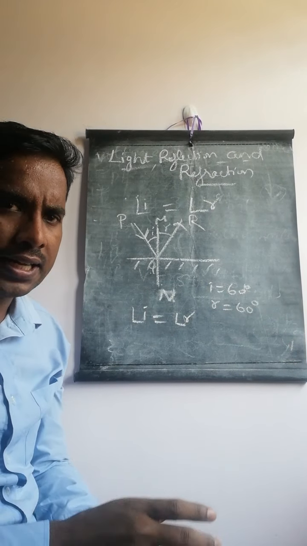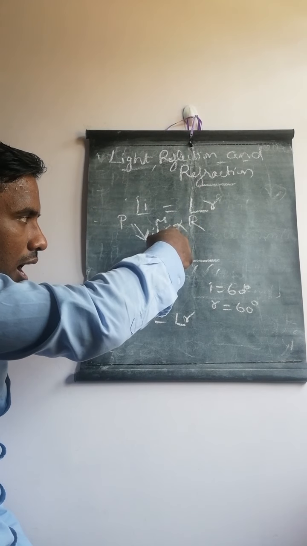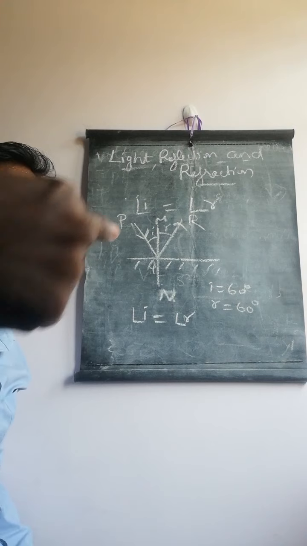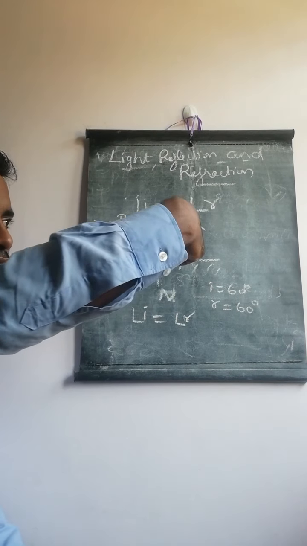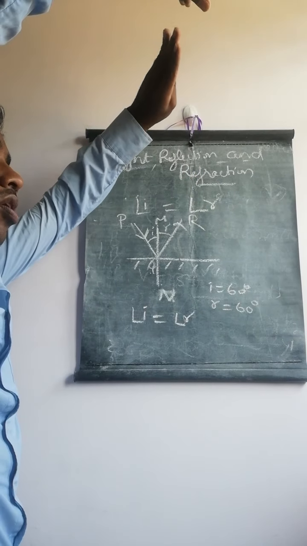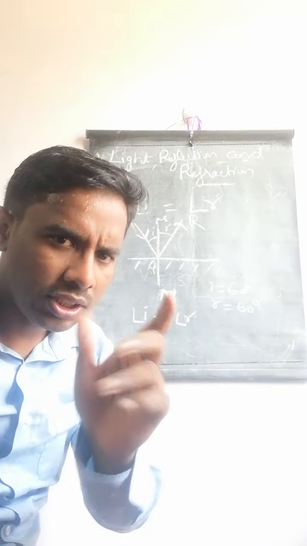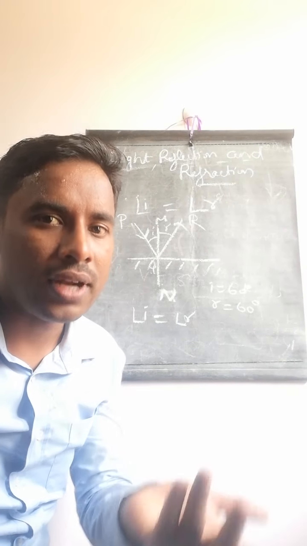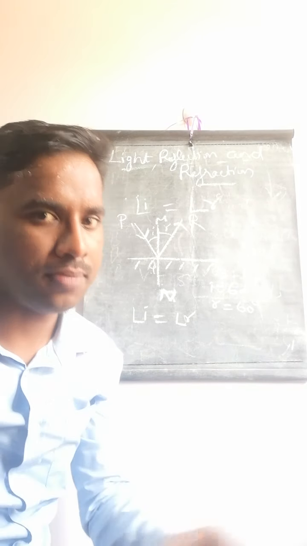Let me take another example. A ray incident on the surface in this direction, and after hitting this surface, the ray has reflected in this direction. So how do I draw a normal? I draw a normal here, perpendicular to the plane of the board. You see that all these three lie in this plane. So this is the second law of reflection of light: the incident ray, the reflected ray, and the normal at the point of incidence all lie on the same plane.